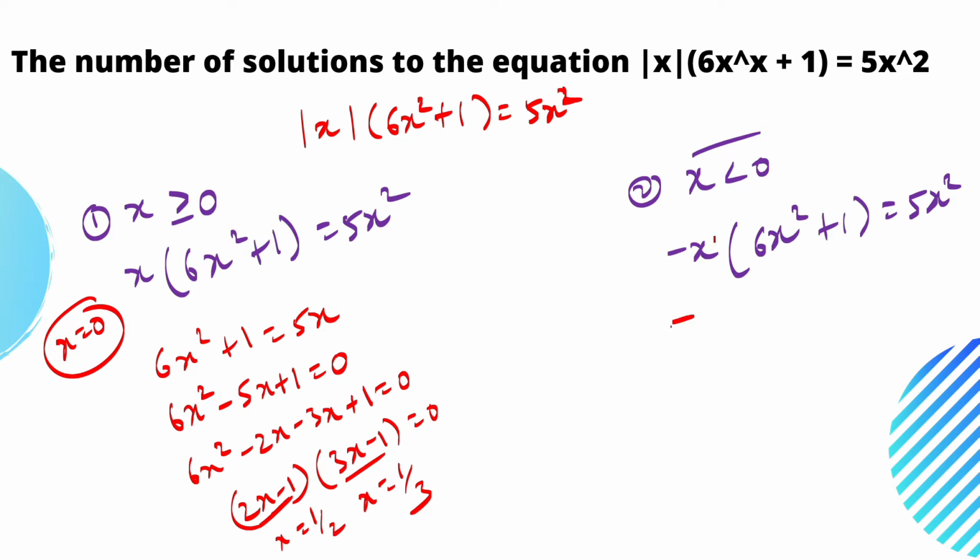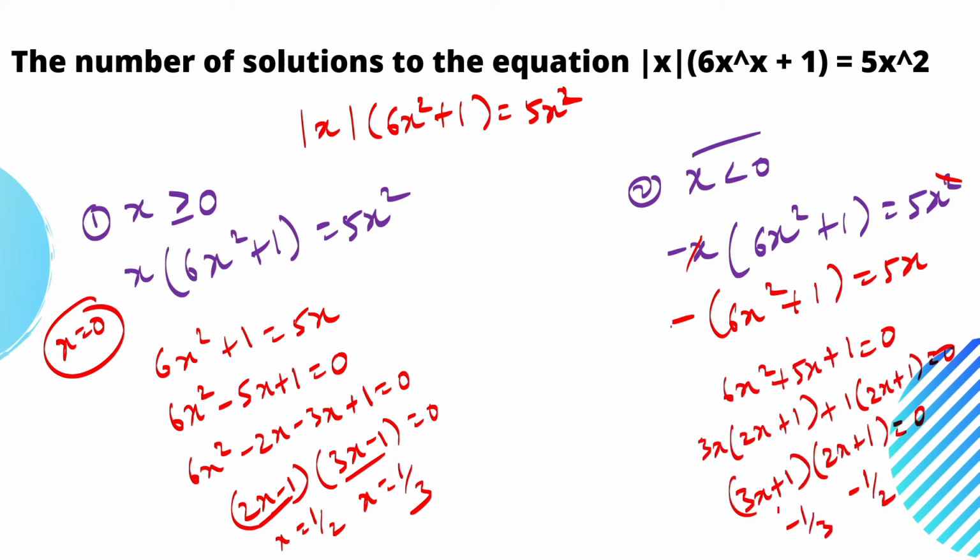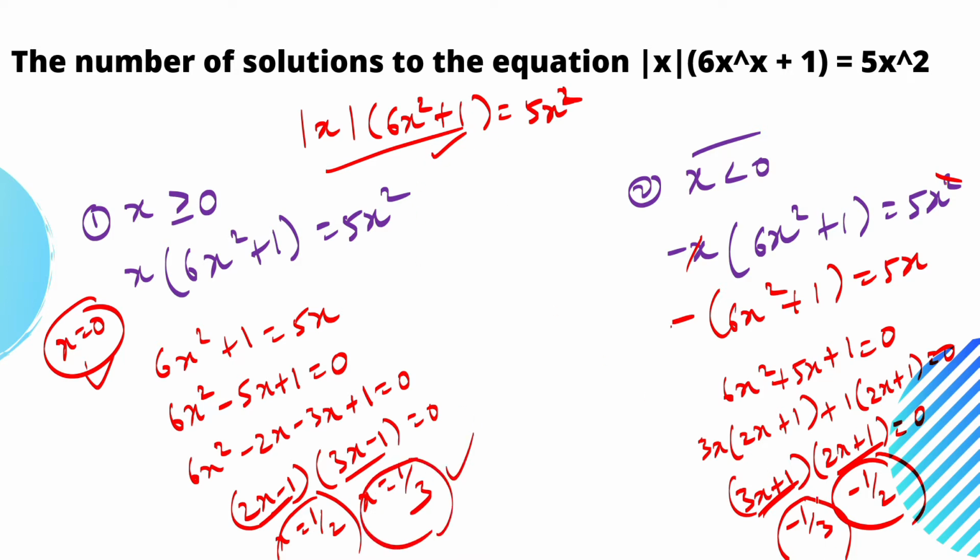We can eliminate this x and this power, so this will be −(6x² + 1) = 5x. If we further simplify, this part will be equal to −1/3 if we equate it with 0, and this part will be equal to −1/2. So we have the first case satisfying this equation, and if we substitute x = 1/2, this also satisfies this equation, and 1/3 also satisfies this equation. −1/3 and −1/2 also satisfy this condition.